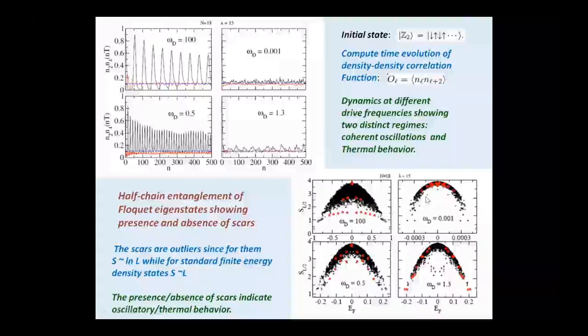In between, you see that for omega d equal to 1.3, I don't have any scars. Everything is in the thermal band again. Here, there are scars, but they are not as low as the ones for omega d equal to 100, but nevertheless, they are out of the thermal band. So you see again that the presence and absence of scars are tied to these long-term oscillations. These are all numerics, and we are going to try to understand this.